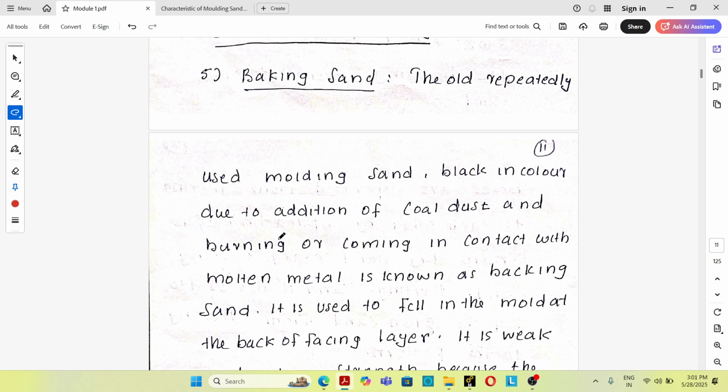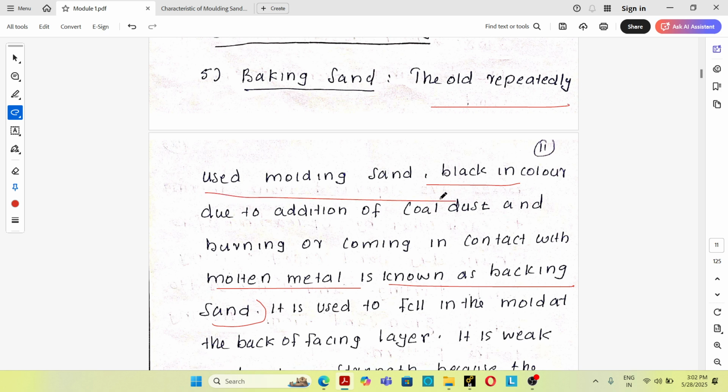Baking sand is old, repeatedly used molding sand, which is black in color due to the addition of coal dust and burning on coming in contact with the molten material. It is known as baking sand. So what's the meaning of baking sand?